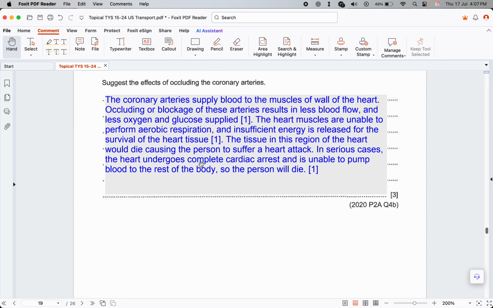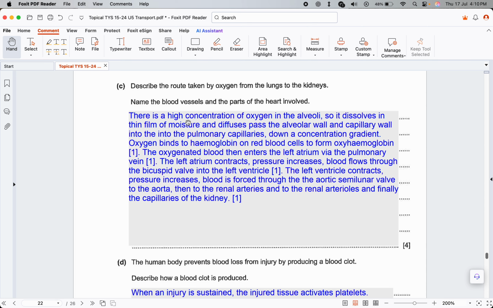Okay, describe the route taken by oxygen from the lungs to the kidneys. Name the blood vessels and the parts of the heart involved. So there's a high concentration of oxygen in the alveoli, so it dissolves into a thin film of moisture, diffuses past the alveolar wall and capillary wall into the pulmonary capillaries down a concentration gradient. Oxygen binds to hemoglobin of red blood cells to form oxyhemoglobin. Oxygenated blood then enters the left atrium via the pulmonary vein.